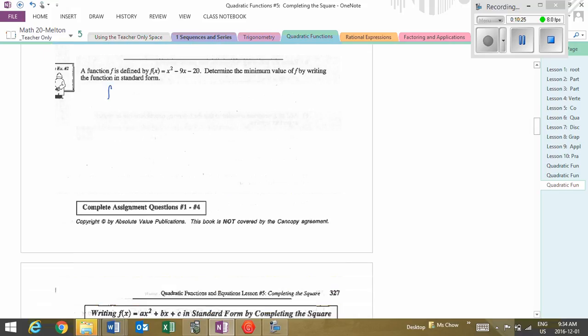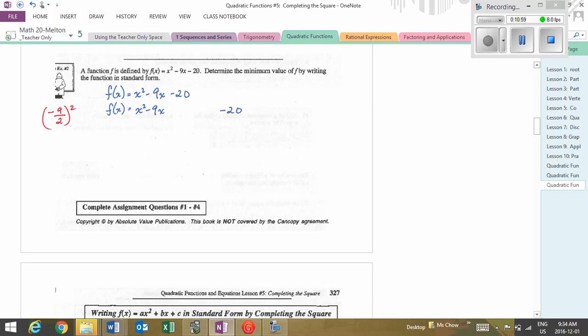So f of x, let's keep that in function form, is equal to x squared minus 9x minus 20. So to complete that square, then I need x squared minus 9x. I'm going to leave a blank for completing the square as well as taking out whatever I've added, and we'll leave that minus 20 off to the side. So again, what do I add on to complete the square? So on the side, I'm thinking to myself, negative 9 divided by 2, and then square it.